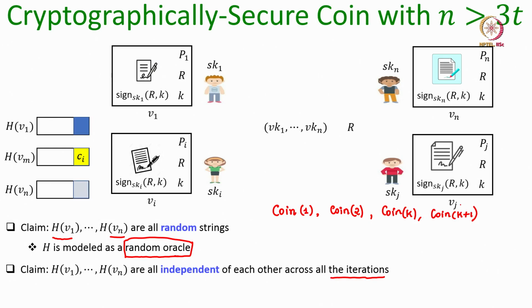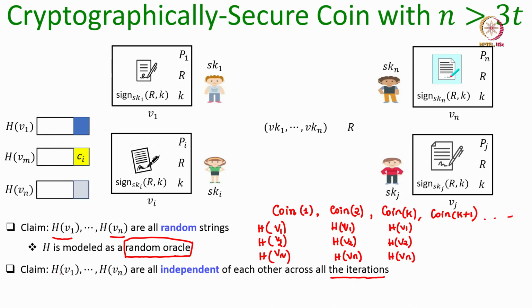in every instance of the coin protocol, the parties would have computed the tuples V1, V2, ..., Vn and their hash values. Similarly, in the second invocation, the parties would have computed the corresponding tuples, exchanged them and computed the hash values. Similarly, during the kth invocation of the coin primitive, the parties would have exchanged the corresponding v tuples and computed their hash values, and like that in every iteration.